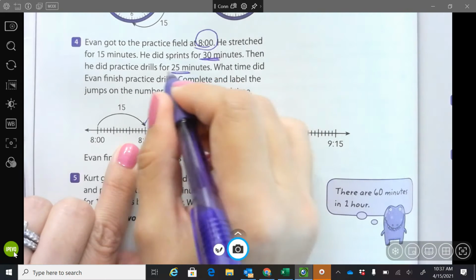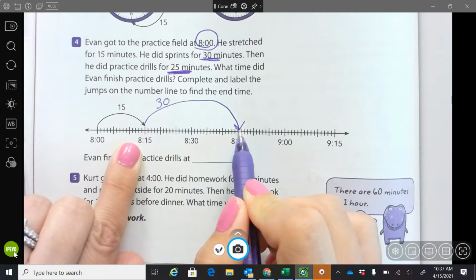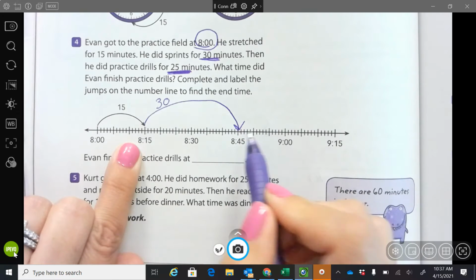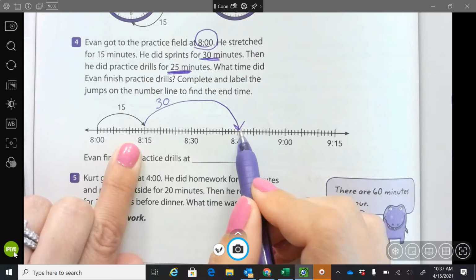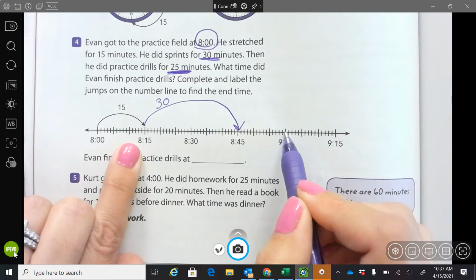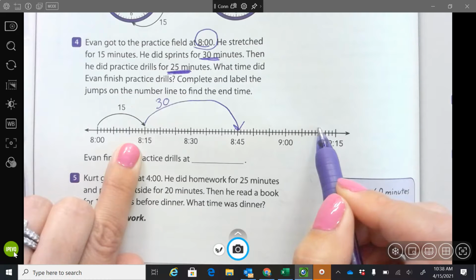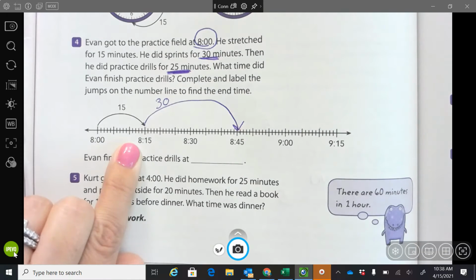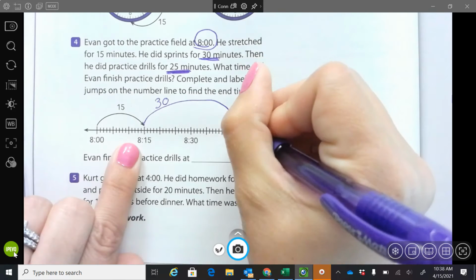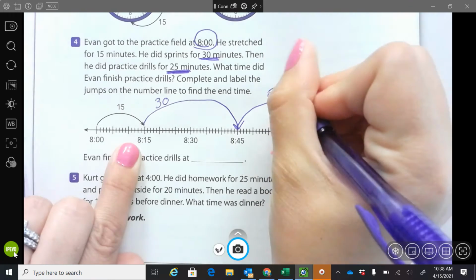Then he did practice drills for 25 minutes. So we're at 45. What's 25 minutes past that? 9:15. 9:10. Let's see. We'll start at 45 and we'll count 10 minutes, 45, 55, 60. That's 10 minutes. And then 10 more minutes would be 9:10. So that brings us to what final time? 9:15. So this is 25 minutes.